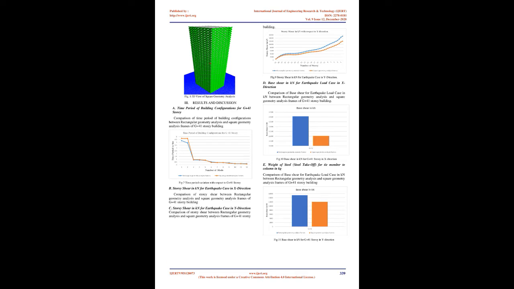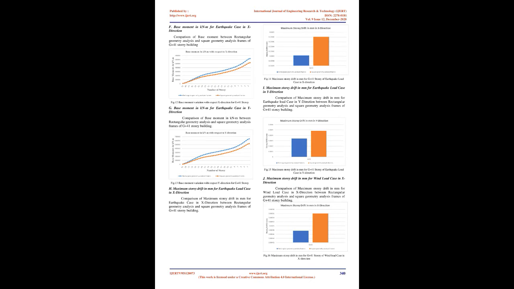C. Story shear in kN for earthquake case in Y direction. Comparison of story shear between rectangular geometry analysis and square geometry analysis frames of G plus 41 story building. D. Base shear in kN for earthquake load case in X direction. Comparison of base shear for earthquake load case in kN between rectangular geometry analysis and square geometry analysis frames of G plus 41 story building.